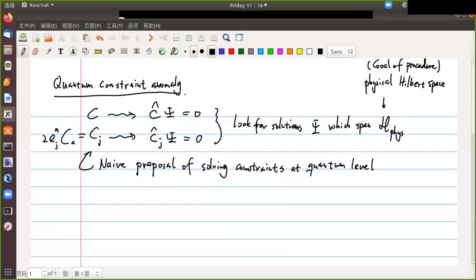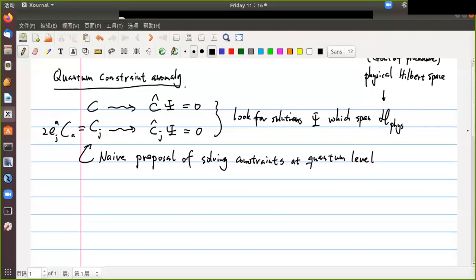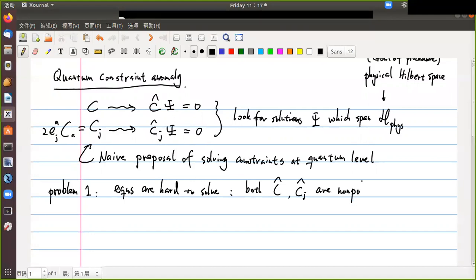But this proposal obviously has some problems. The most obvious problem, problem one, is that usually those constraint equations are very hard to solve. The reason is that both the Hamiltonian constraint operator and the diffeomorphism constraint operator are complicated. They are complicated because both of them are non-polynomial operators.